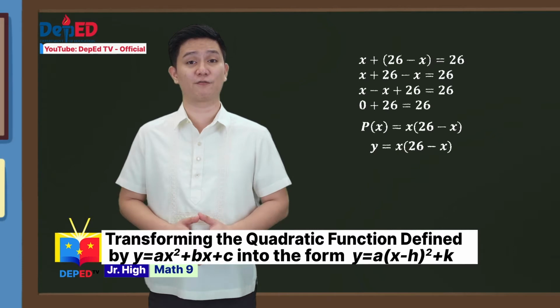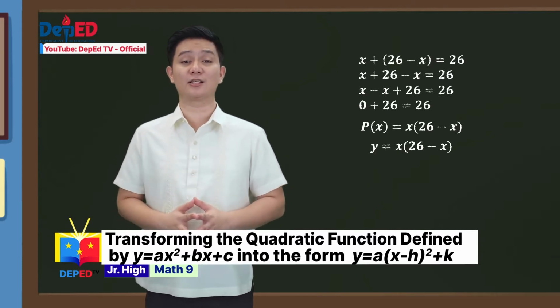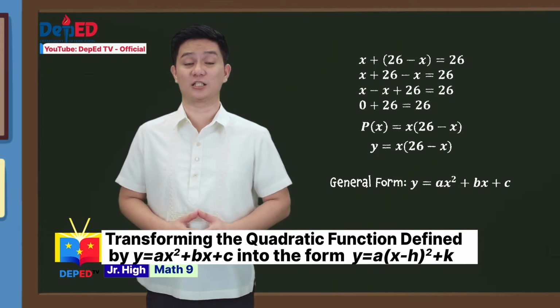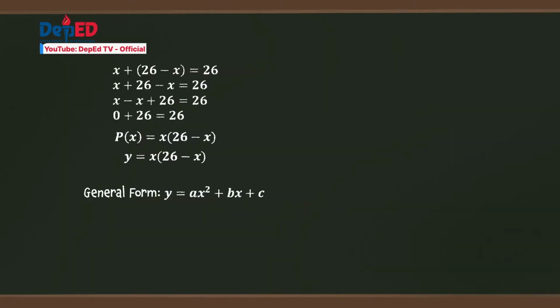The next step is, of course, to write the function in the general form, y equals ax² plus bx plus c. We have to multiply x by the binomial 26 minus x. So the equation will now become y equals 26x minus x squared. And arranging the terms in descending powers, the equation will be written as y equals negative x squared plus 26x.